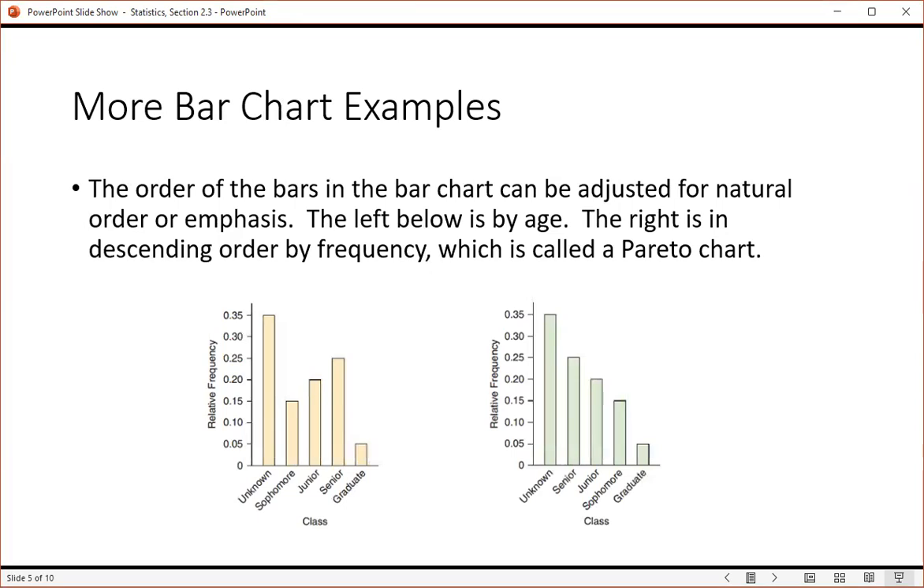The order of the bars in the bar chart can be adjusted for natural order or for emphasis. Okay, so it's more art than science when it comes to the order that these are placed in. So there is no fixed order. The left one below is by age. So you could consider that to be maybe the natural order. And then the right is in descending order by frequency. So that type of bar chart has a special name. It's called a Pareto chart.